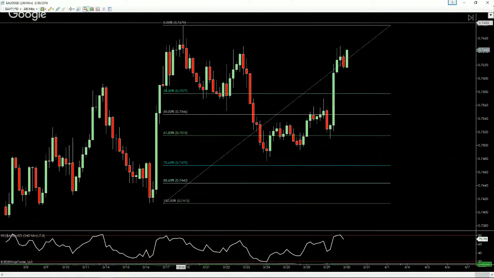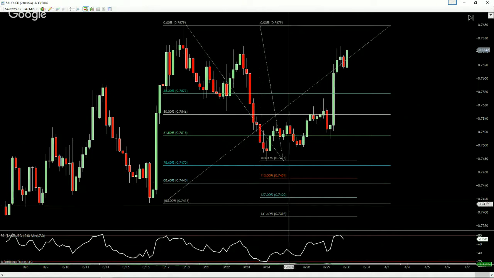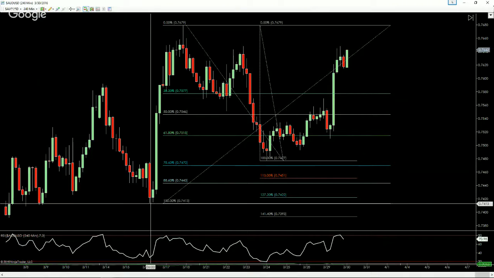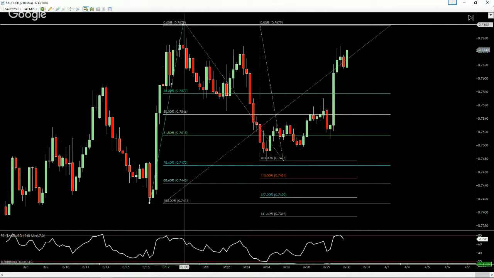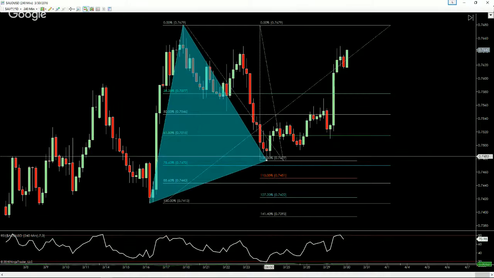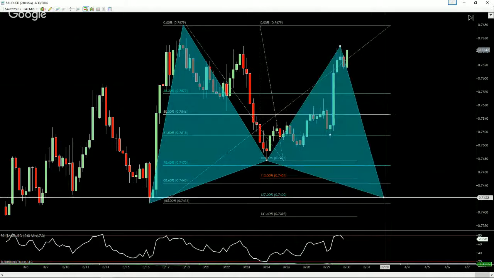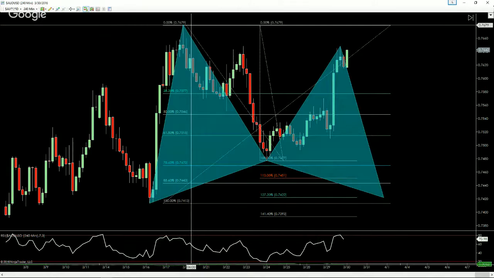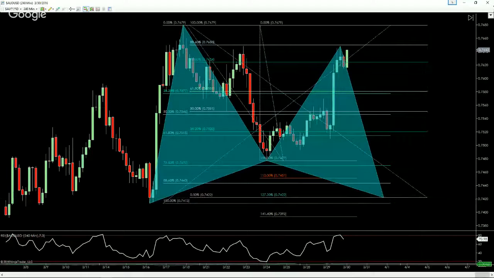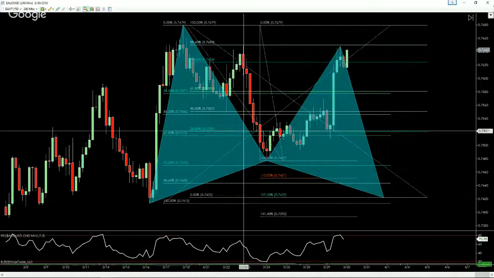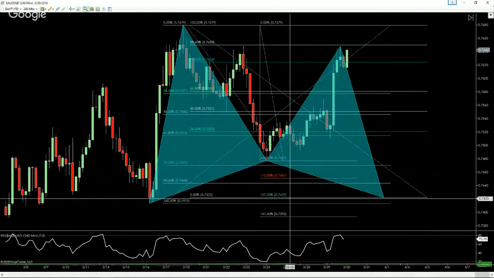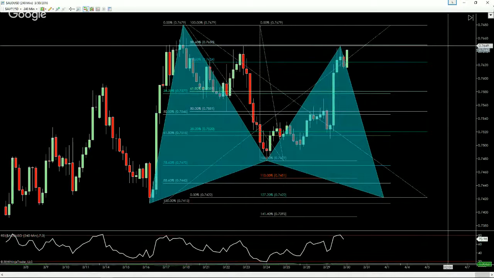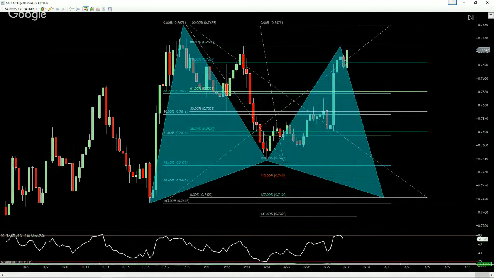Okay, another potential advanced pattern at that 127. Let's draw that up. Okay, and see targets. First target's about 98 pips and about 161 pips for second targets. That is still also ways away.